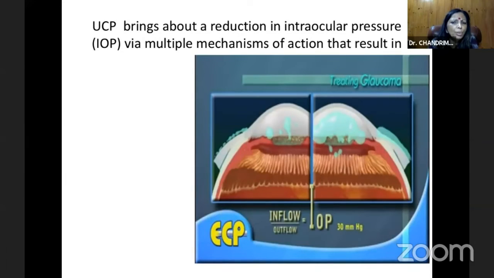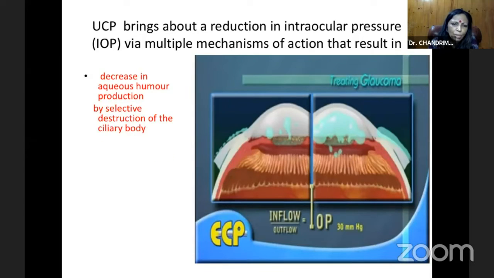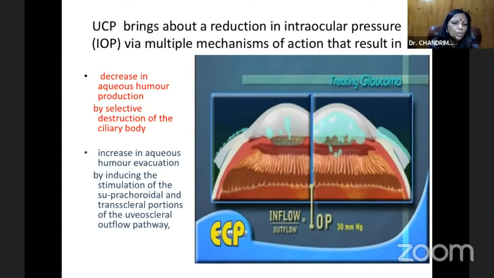So UCP brings about a reduction in intraocular pressure via multiple mechanisms of action that result in decrease of aqueous humor production by selective destruction of the ciliary body, and increase in aqueous humor evacuation by inducing a stimulation of the suprachoroidal and transscleral portions of the uveoscleral outflow pathway.